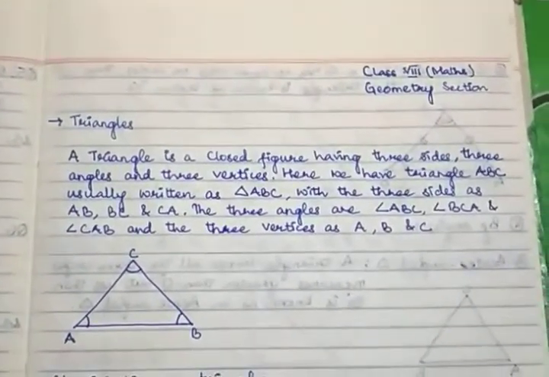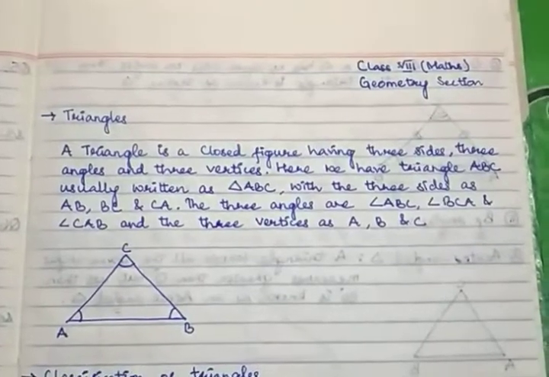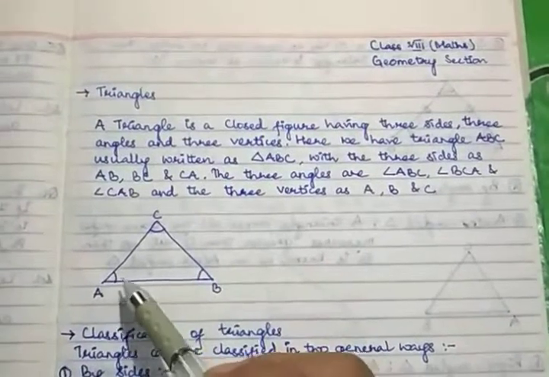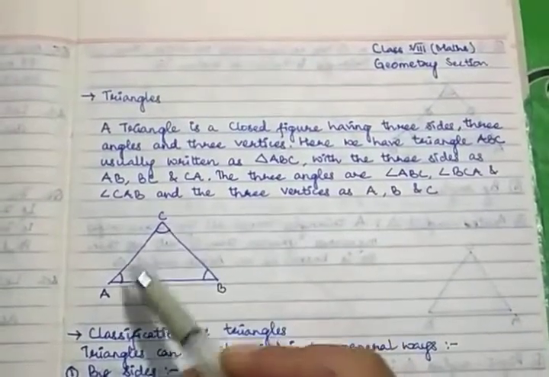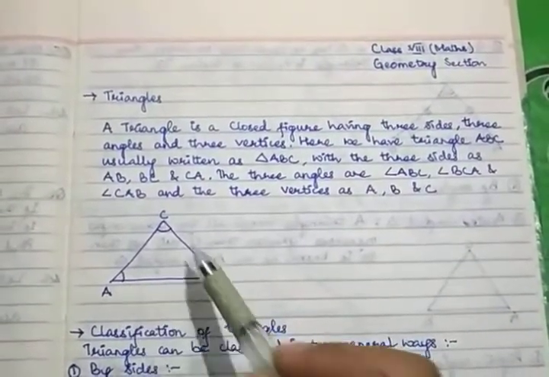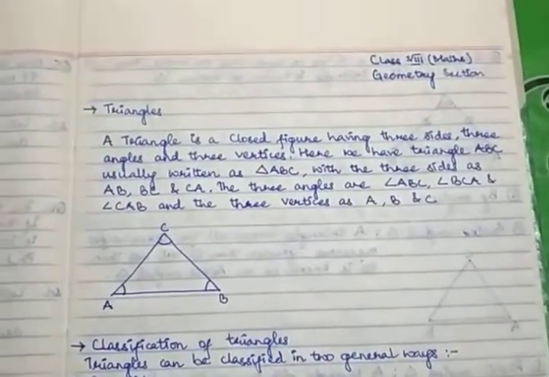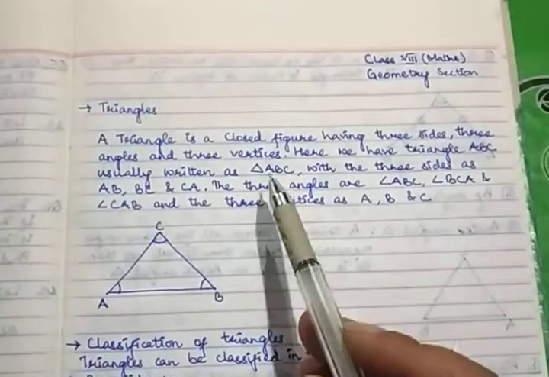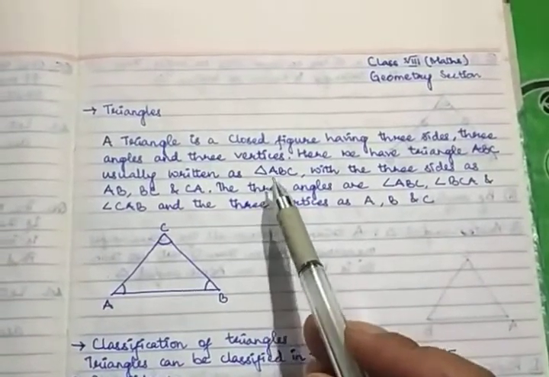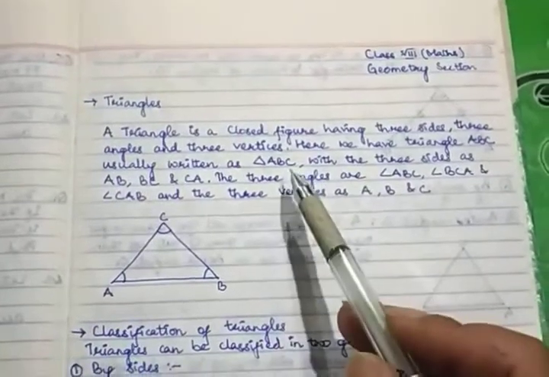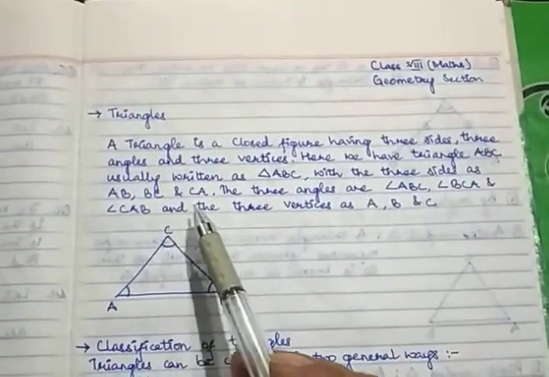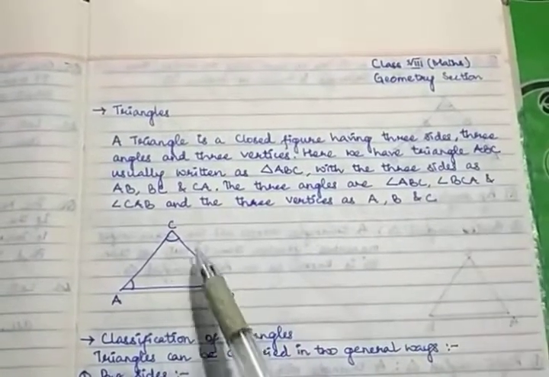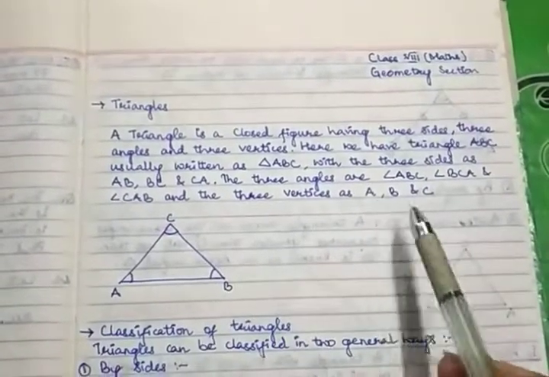A triangle is a closed figure having three sides, three angles and three vertices. Here we have a triangle. As you can see, I have drawn a triangle ABC. The three points are marked as A, B and C, and the three vertices are also marked as A, B and C. So here we have triangle ABC. This is how we denote a triangle, with the symbol of a small triangle. Triangle ABC has three sides AB, BC and CA, three angles: angle ABC, angle BCA and angle CAB, and three vertices A, B and C.